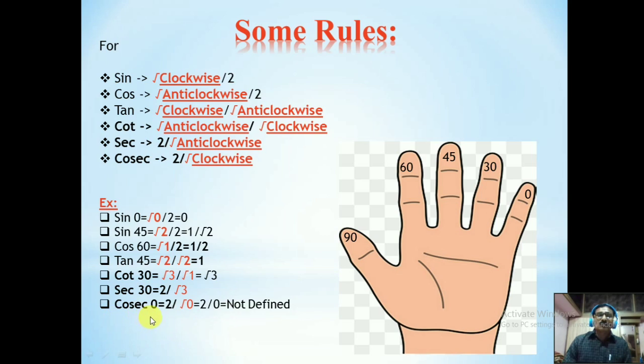And cosec 0. 0 degree angle is here. For cosec, we count in clockwise direction. There are 0 fingers. Therefore, we write 2 upon root 0 is equal to 2 upon 0 and it is not defined.